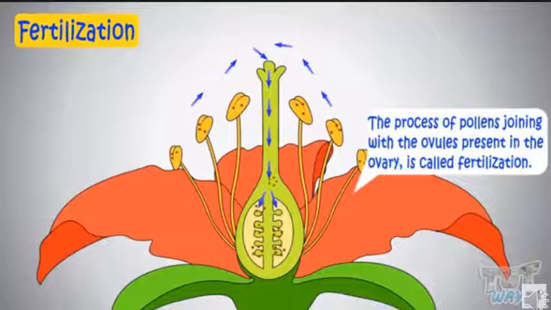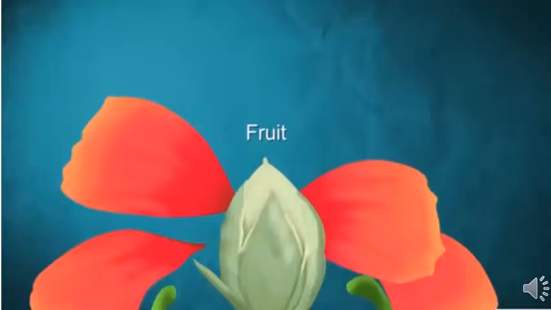The zygote formed after the fertilization then divides several times to form an embryo inside the ovule. The ovule develops a tough coat and changes to a seed. The ovary, on the other hand, ripens and forms a fruit around the seed. At this time, the other parts of the flower, like sepals and petals, fall off. So, a seed inside the fruit contains an embryo, which is actually a baby plant.